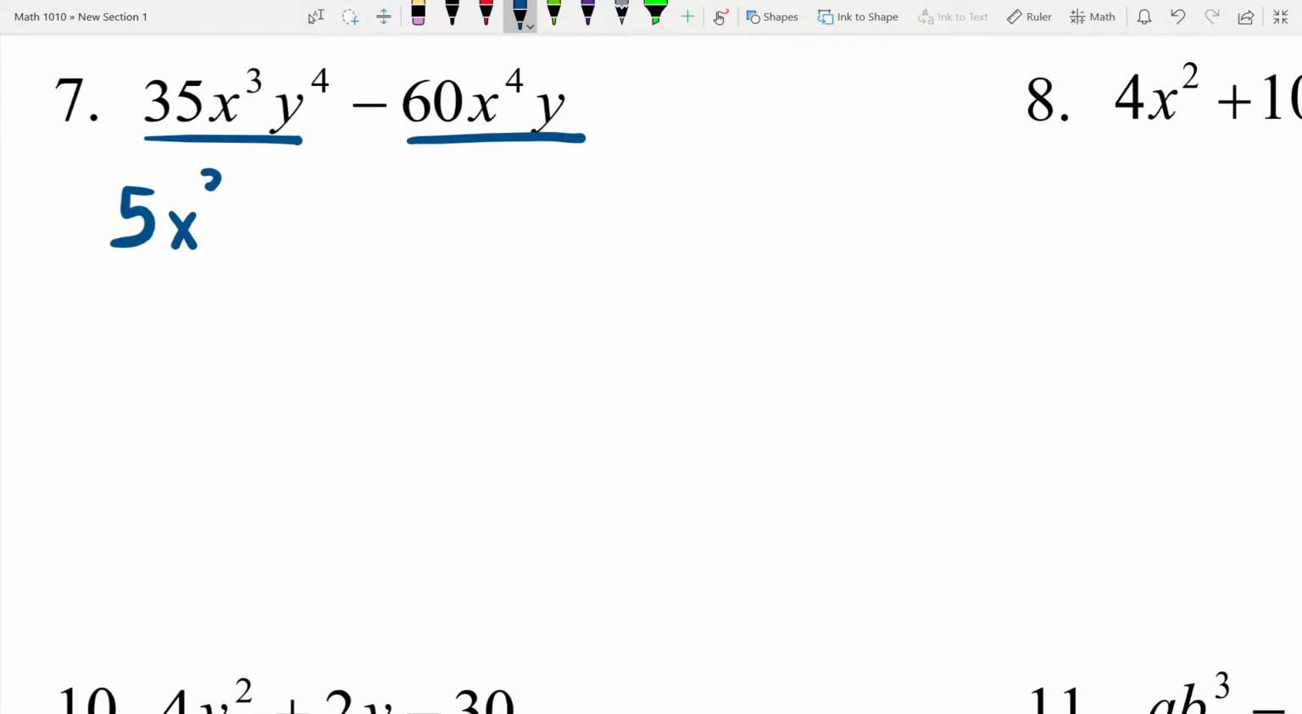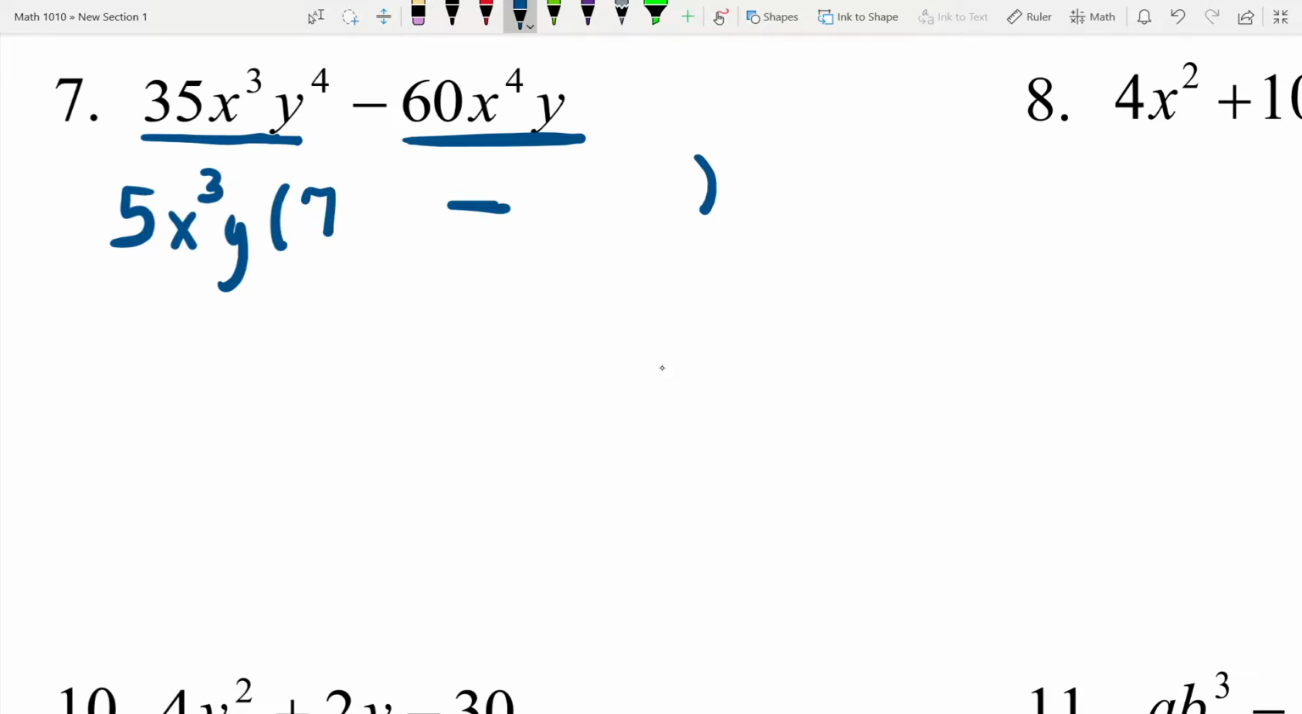3. Good. Okay, this guy has 4 y's. This guy has 1 y. How many can I take out? Just 1. Okay. Now, here's an important thing. Look right here. Here's a term. Here's a term. You're always going to have the same number of terms left on the inside. So you're always going to have 2. So then go 35 divided by 5 is 7.